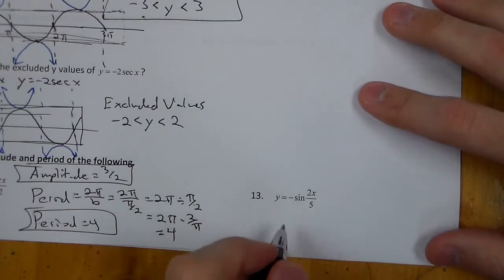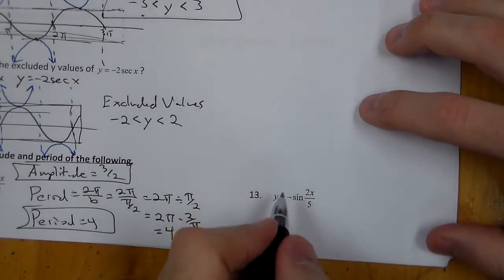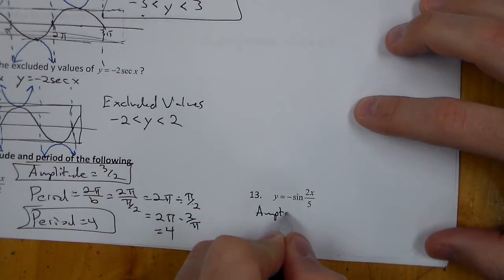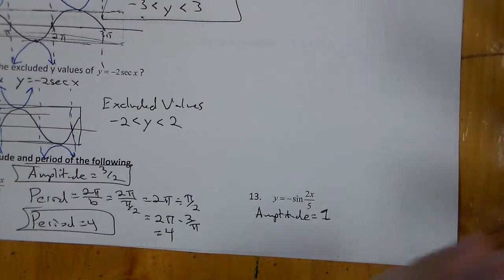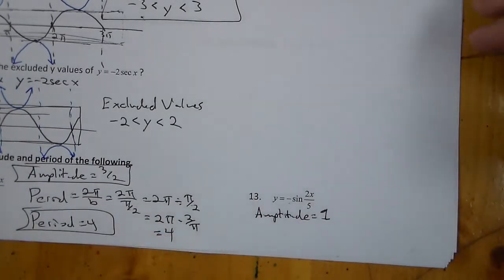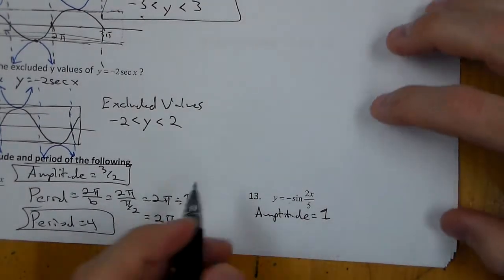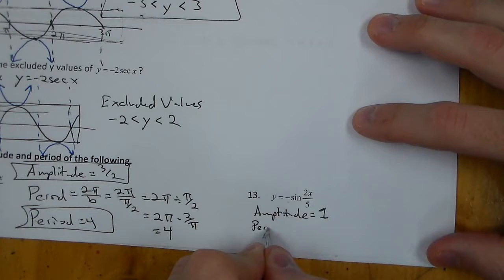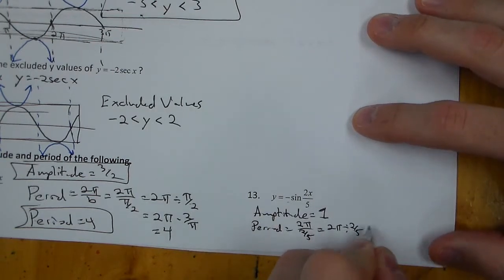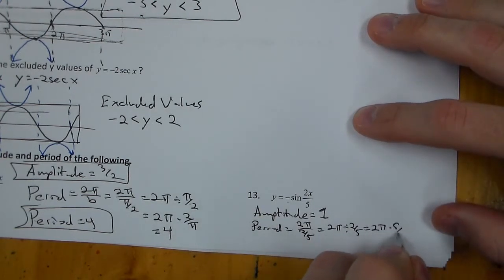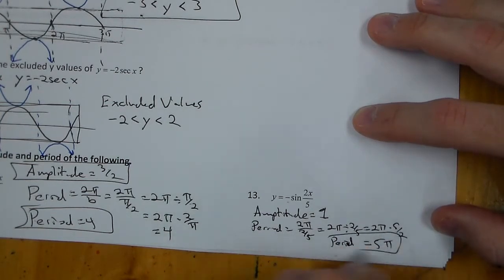For number 13, negative sine of 2x over 5. Your amplitude, we're not going to say it's negative 1. The amplitude in this case is positive 1. That's not the negative, because I have a negative 1 there. It's a positive 1. That's still the distance from the center axis up to the top. So that's 1. Period. We're going to do 2 pi divided by 2 fifths. Then we get 2 pi times 5 over 2, which comes out to be 5 pi for the period.